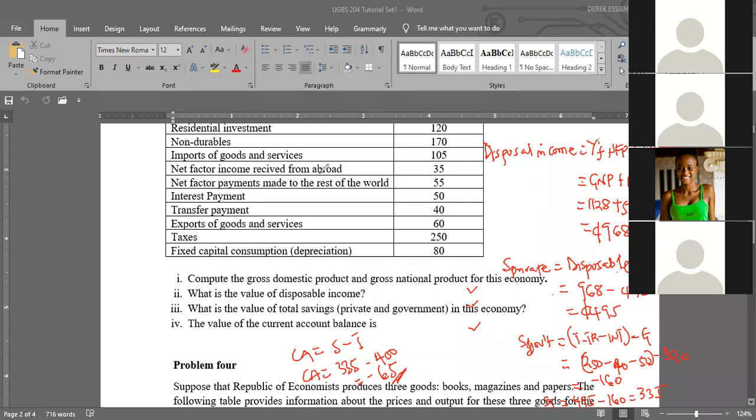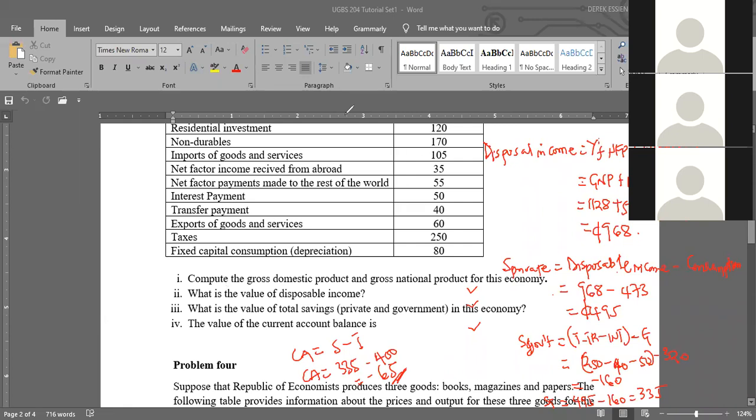Good. Let's try the other approach. In exams, if you are getting confused, you have to find so many ways to run away. I told you that CA is the same as net export plus NFP. What did we get for net export? Negative 45. What did we get for net factor payment? Negative 20. When you add this, you get negative 65. So please, in exams, be open to these questions. You'll be fine.